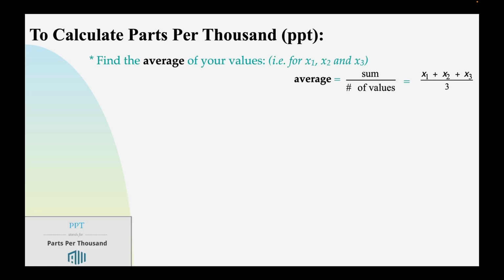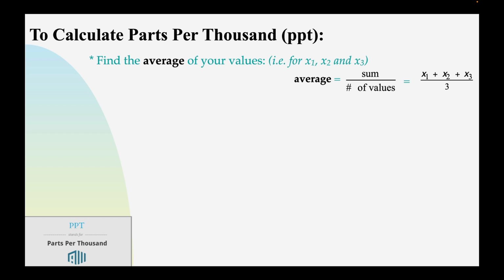So to calculate a parts per thousand, it's basically a 3 or 4 step process. And I'm going to go through the steps right now with just some generic X1, X2, and X3. So these X values could be molar masses, they could be percentages, they could be temperatures, who knows? But whatever they are, this is the process you'd want to go through. So if you wish to find a parts per thousand for your 3 values, X1, X2, and X3, you would start off by first finding the average of your values.